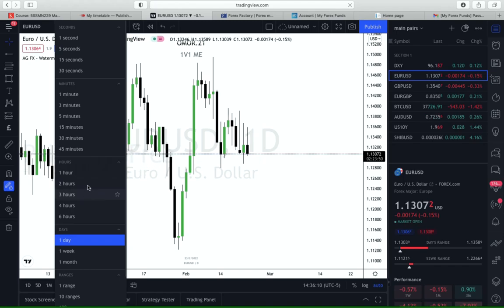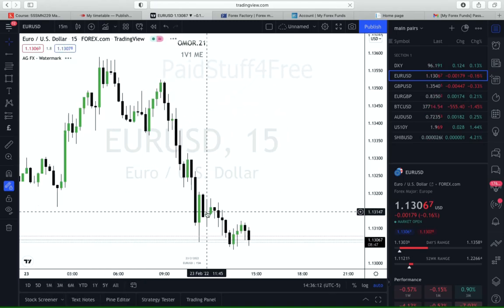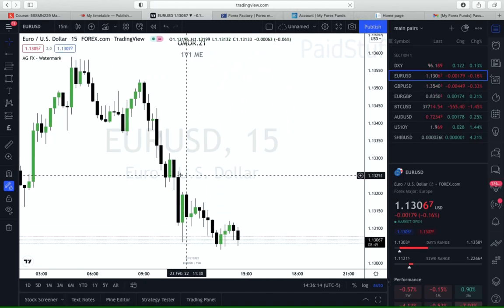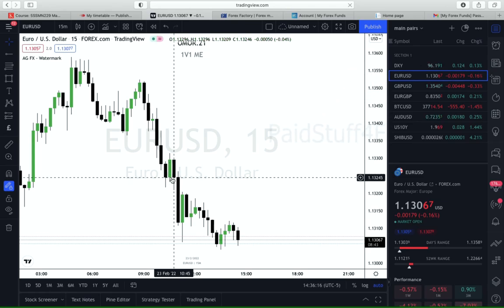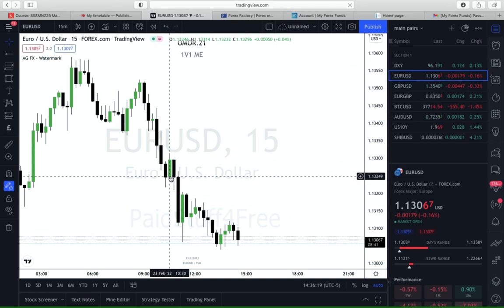I wait for the opening, I wait for any sort of retracement above. There's this order block that I could retrace to. There's this order block that price can retrace to.